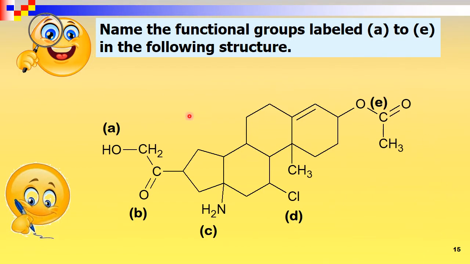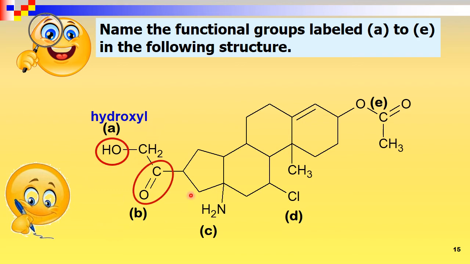The functional groups are already indicated from A to E. So we are supposed to name the groups. So for A, A is actually OH group. It is known as hydroxyl group.